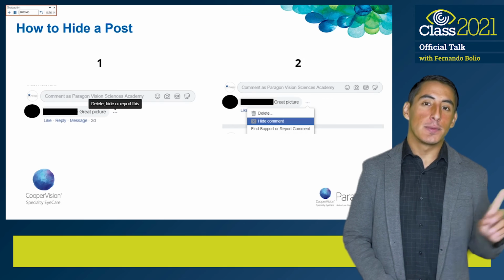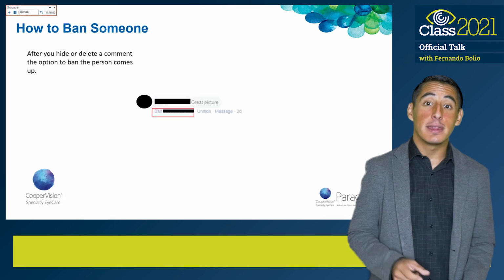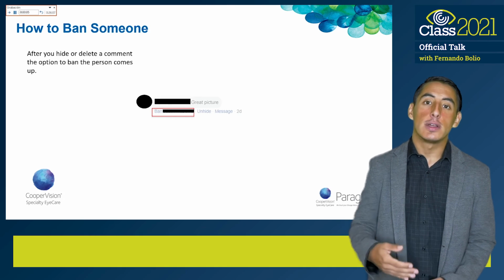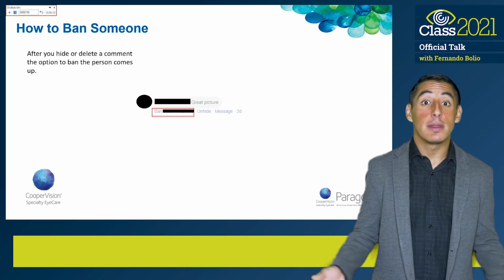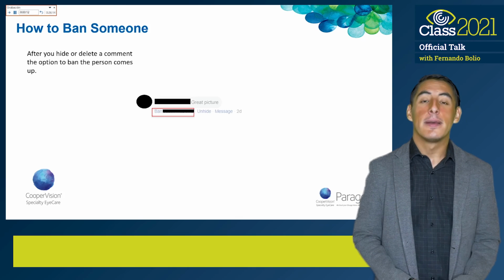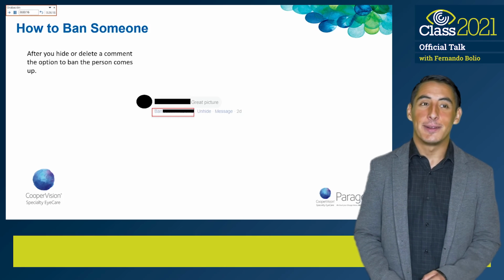After that, once we hide a comment, Facebook is going to give you the option to ban the person. If it's a person that constantly keeps writing negative feedback about your practice, and maybe you don't even know that person because that happened, you have the option to ban them, and then that person is gone forever.